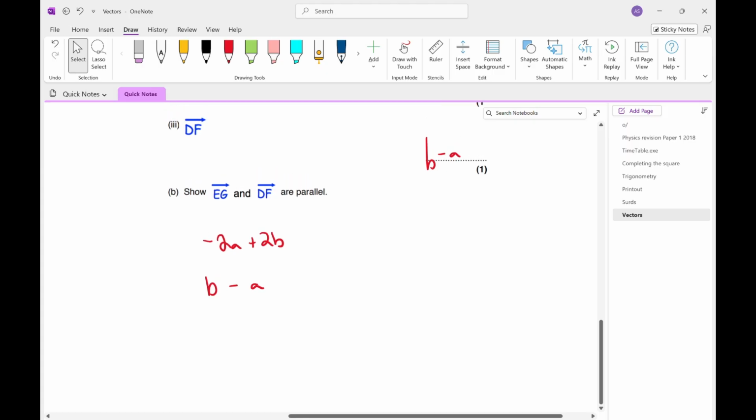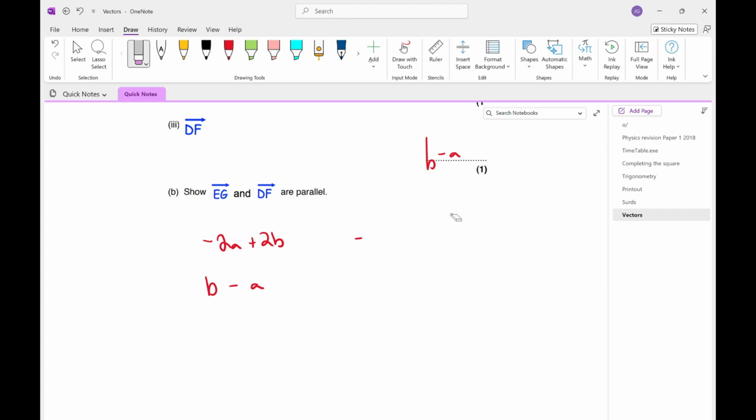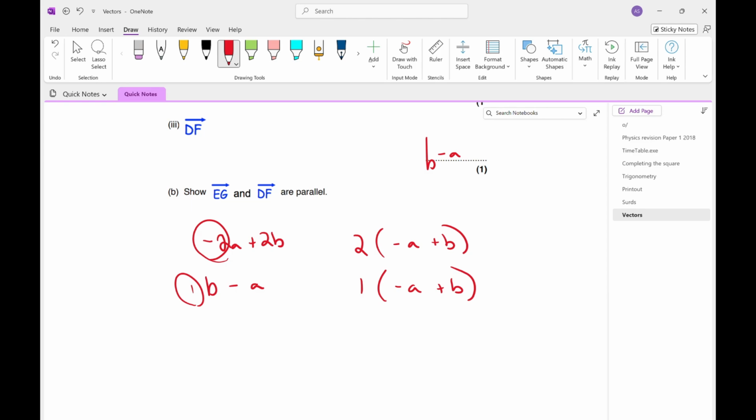Now, what we need to know about vectors is when they're parallel, they will have the same amount of A's and B's. They'll have a ratio, right? So here we have negative 2. If we take it out of the whole equation, we'll have 2 times minus A plus B, which is exactly the same as 1 times minus A plus B. When you can take out a number like minus 2, or 1, from these two equations, this shows that they are parallel, because these two inside brackets are the same.